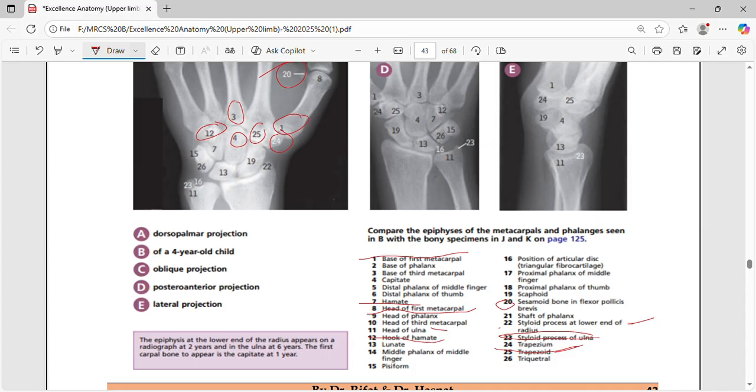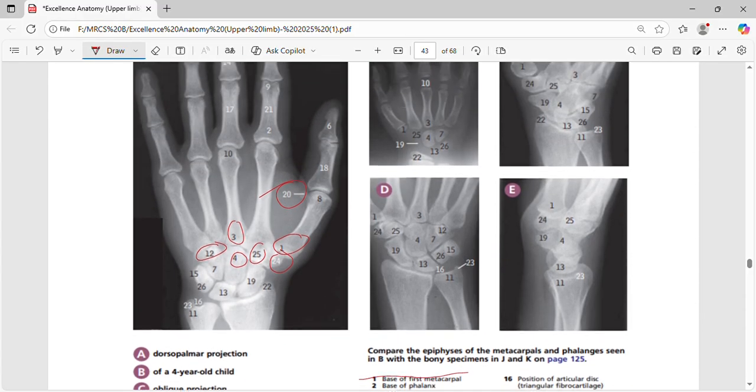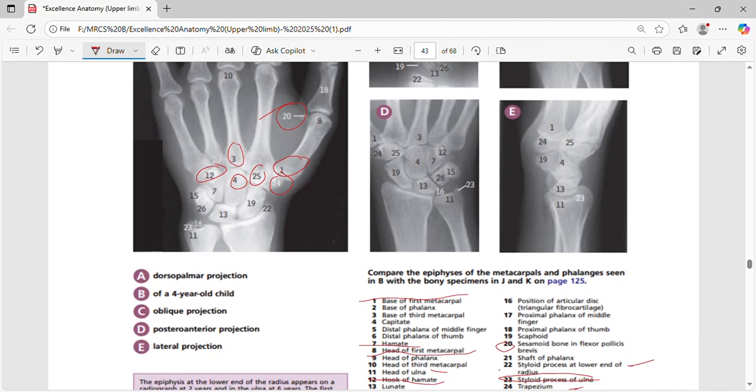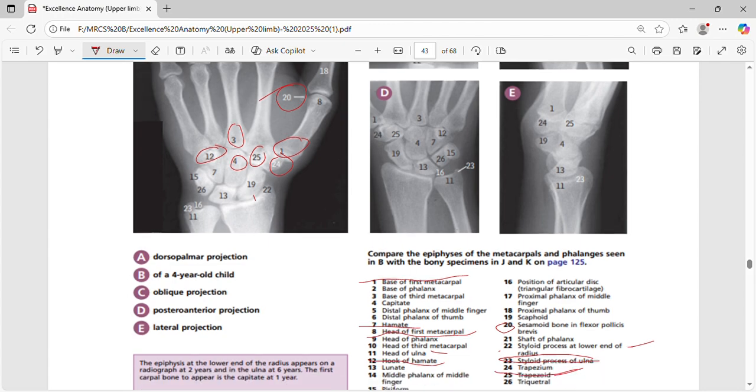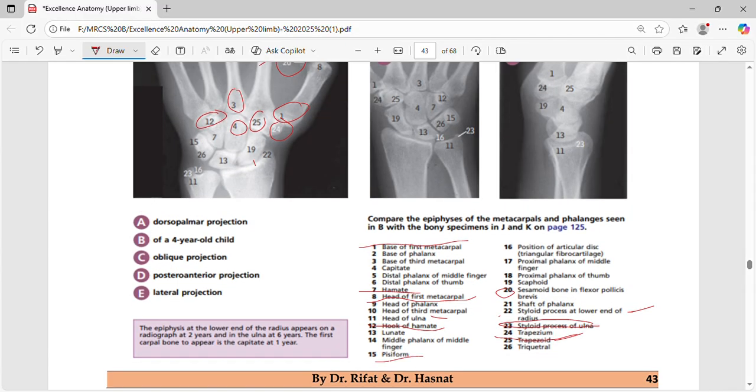Okay, so here we have 19, the scaphoid, and 13, the lunate, and then on 26 is the triquetral, and 15 is pisiform. So you can confirm here 15 is pisiform, 26 is the triquetral, 13 is your lunate, and 19 is your scaphoid. You can see here.